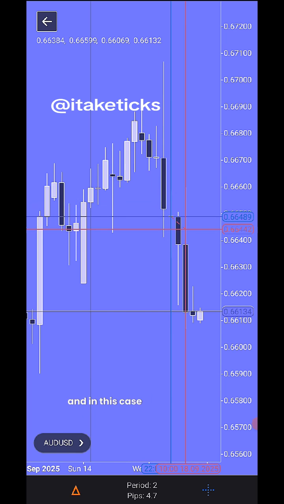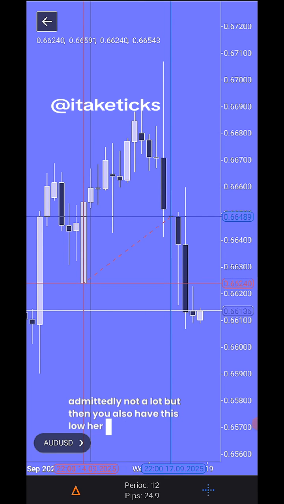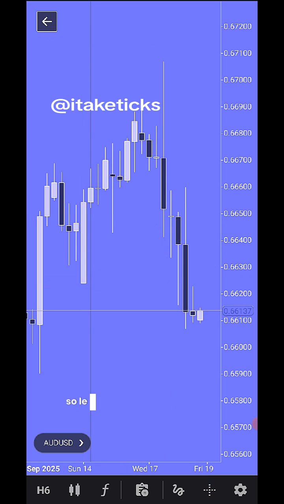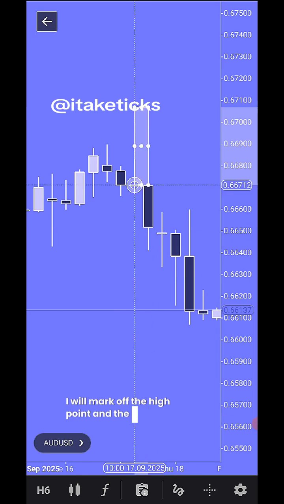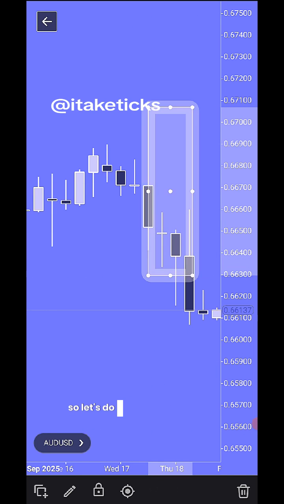And in this case, you can look to target this recent low here, which is 7.7 pips, admittedly not a lot, but then you also have this low here, which is 24 pips. So let's go and take a look at exactly what happens on a lower time frame. First things first, I will mark off the high point and the low point of this swing. So let's do that right now.